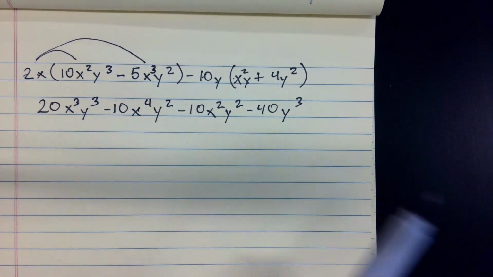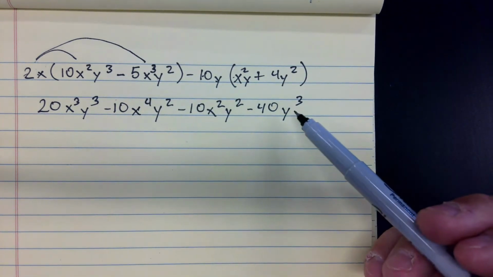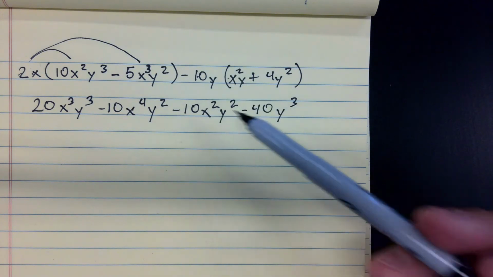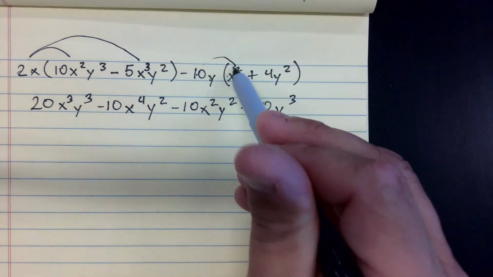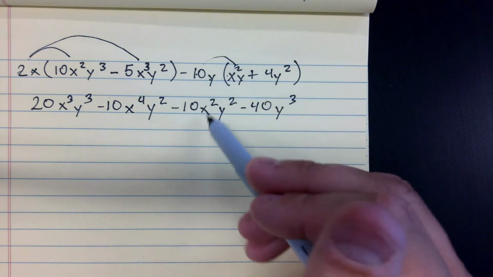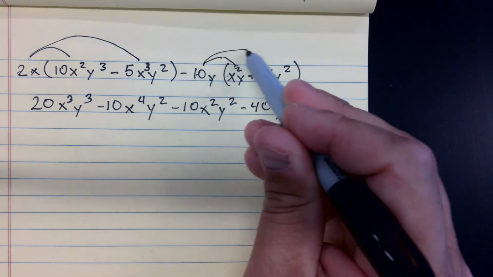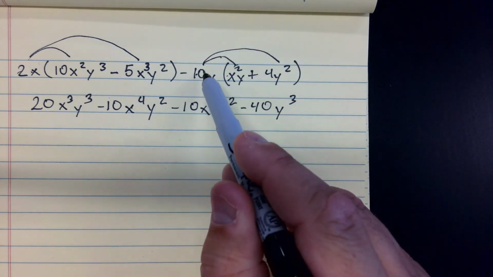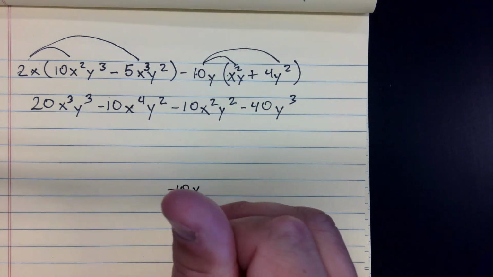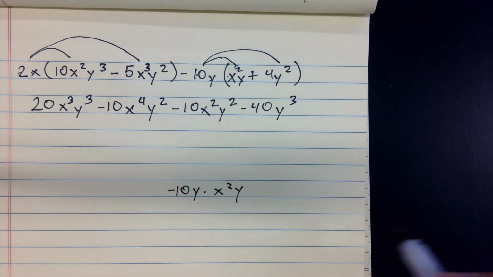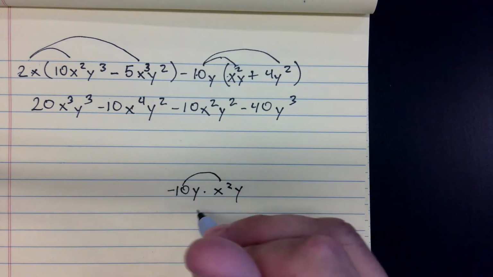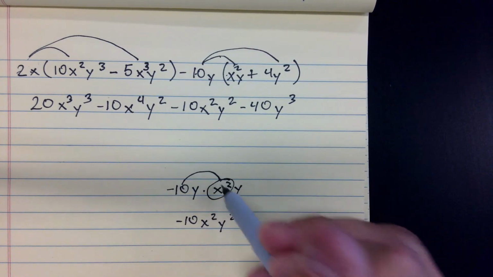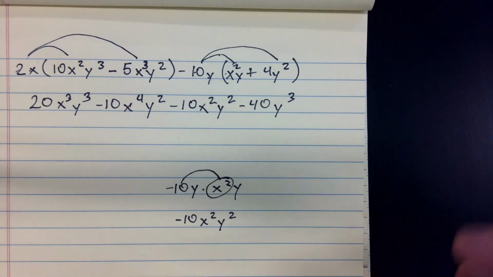Maddie, question? I was just wondering, isn't it 10y, not just... Okay, x always goes first, because alphabetical order. When we multiply negative 10y times x squared y, you get negative 10x squared y squared. The x still becomes part of it. Even though this doesn't have an x, the x still has to be part of the answer.